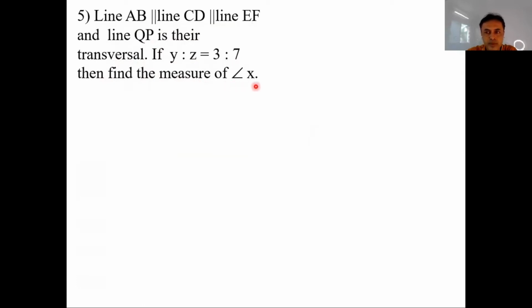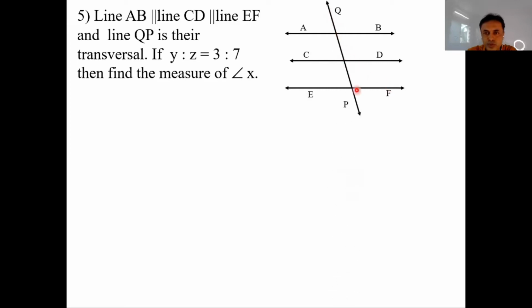Now I'm going to explain the same question from the diagram point of view. Line AB parallel to line CD parallel to line EF means line AB as well as CD as well as EF, these three lines are mutually parallel with each other. QP is their transversal. They have also given three angles: angle X, angle Y, and the third angle is angle Z.